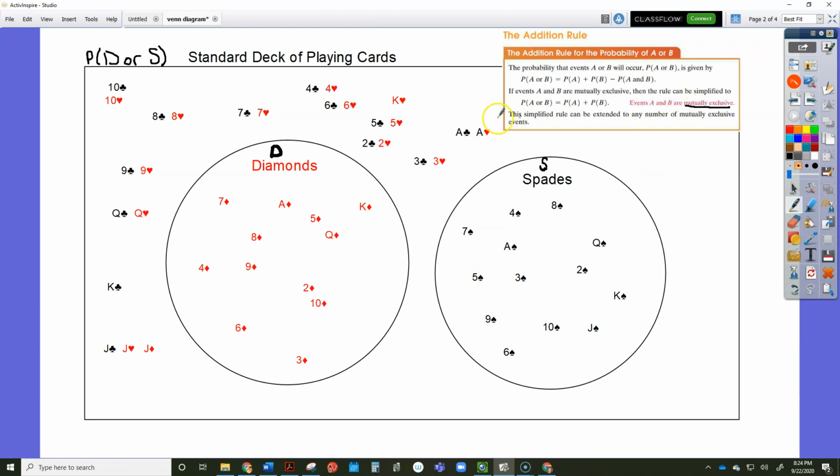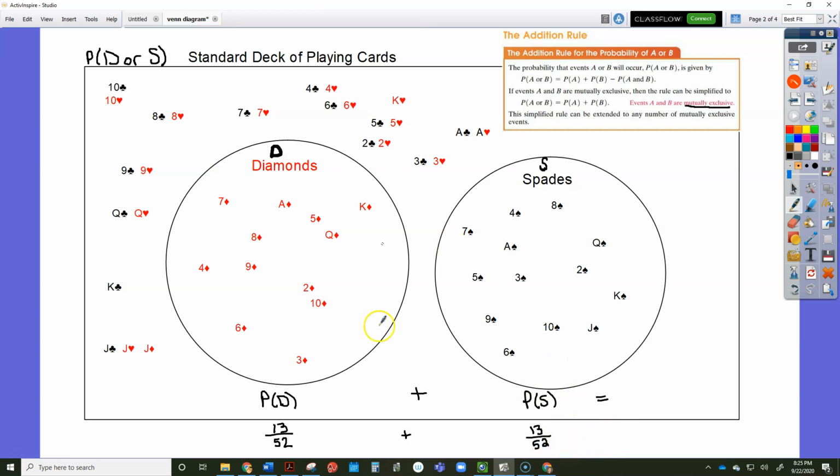And since they're mutually exclusive, to find the probability of drawing a diamond or drawing a spade, all we have to do is find the probability of drawing a diamond and then find the probability of drawing a spade and simply add those two numbers together. That's all we have to do. So how many diamonds are there? There's 13 out of the total of 52. How many spades are there? There's 13 out of 52.